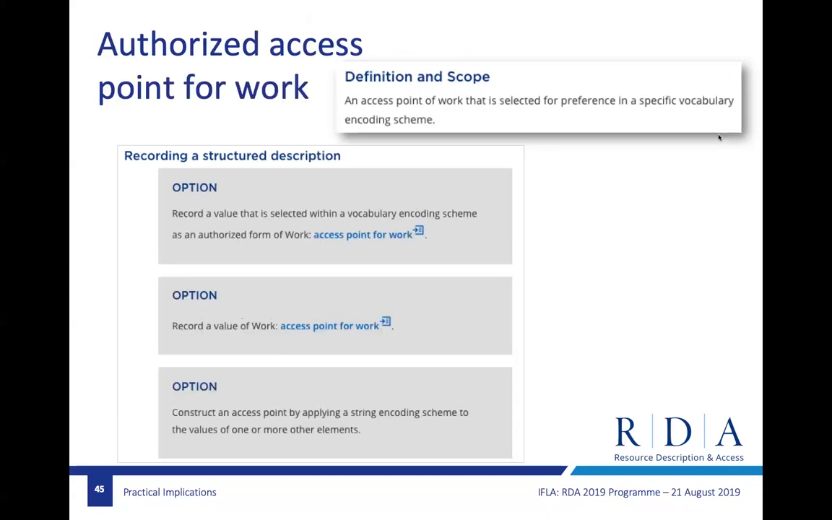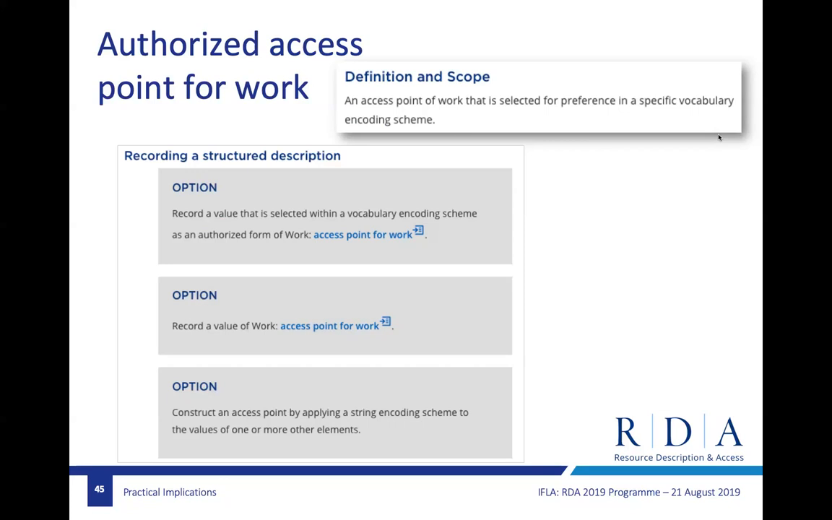Authorized access point for work, I've hinted at before. This is an access point for work that is selected for preference in a specific vocabulary encoding scheme. You can record a value that's selected within that encoding scheme as an authorized form of work, access point for work. Well, that actually indicates that perhaps I should have started this whole section with saying, is there an authority record or metadata description set, a work record description set, that corresponds with my work? Alas, I already knew that it does not, at least not in the authority file that I use. It is represented in VIAF, but actually I disagree with the form of preferred title.